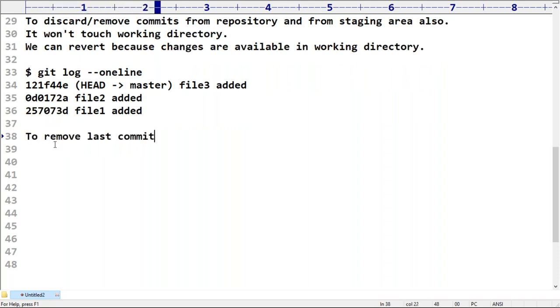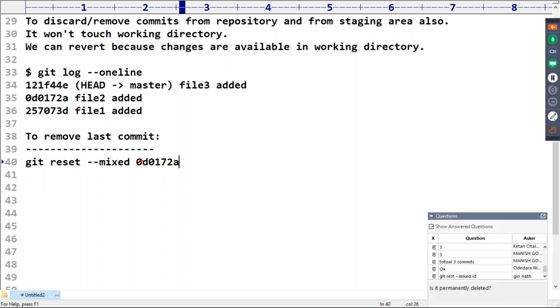To remove the last commit, how can you use the commands? Git reset, git reset --mixed, and then you have to provide this one. Okay, now which one will become head? This one will become head. Now head will become this one. So whatever commit is there before this will automatically be removed.